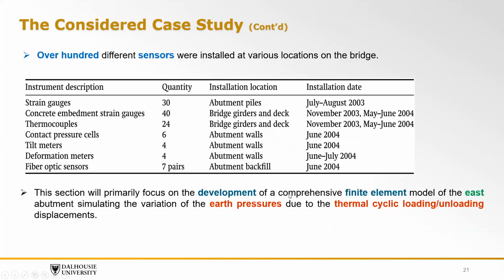So this abutment here was heavily instrumented with strain gauges, with thermocouples, with contact pressure cells, tilt meters, deformation meters, and you name it, was heavily instrumented. So this is going to help us develop a comprehensive model that we can validate using several things, not only one.